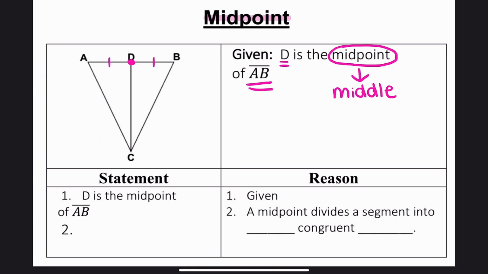So let's think about how that can help us in a proof. In a proof, we're always looking for sides and angles so we can get closer to a method. In this case, a midpoint is giving me two congruent sides. So let's see how we can write that in a proof.